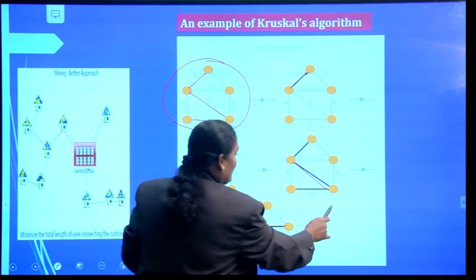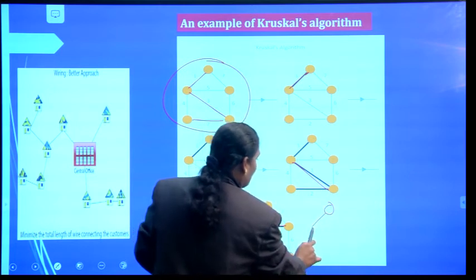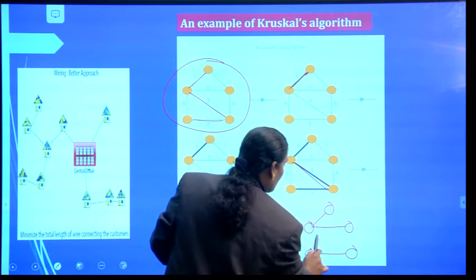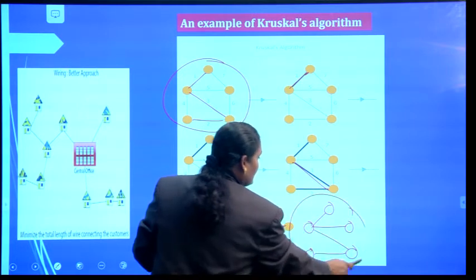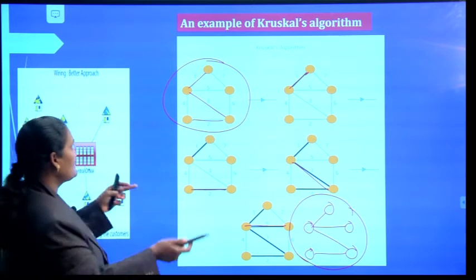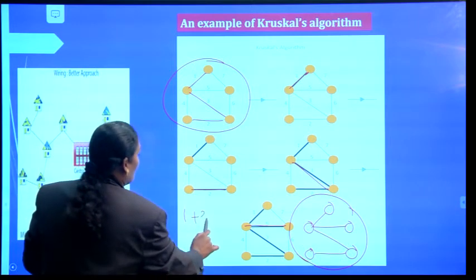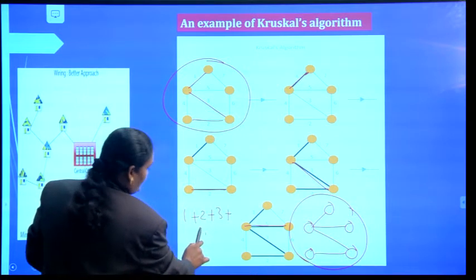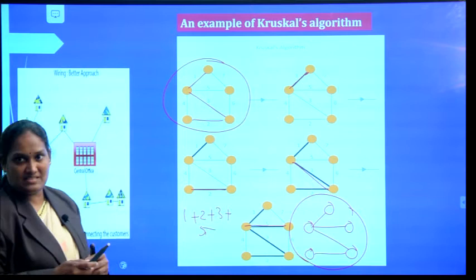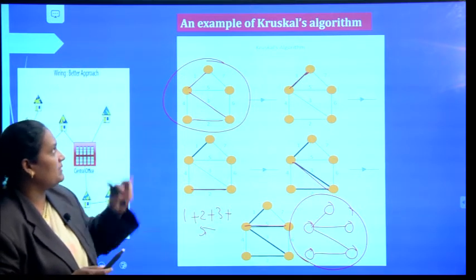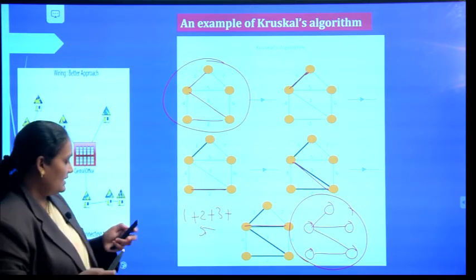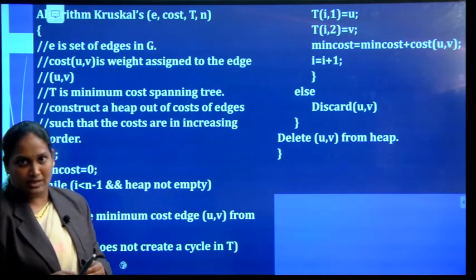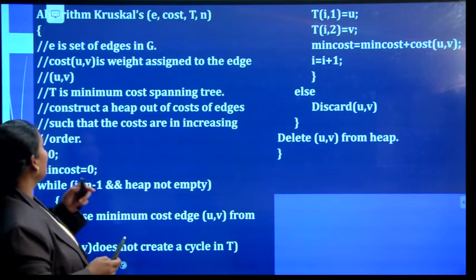So what is the minimum cost spanning tree for the given graph? Here this becomes the minimum cost spanning tree for the given graph. And what becomes the minimum cost of that graph? 1 plus 2 plus 3 plus 5, which becomes the minimum cost of that particular graph. Now let us see the algorithm for minimum cost spanning tree, which is developed by following greedy strategy. See the algorithm once.